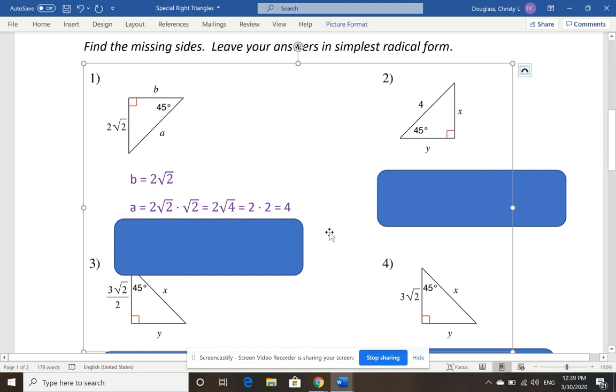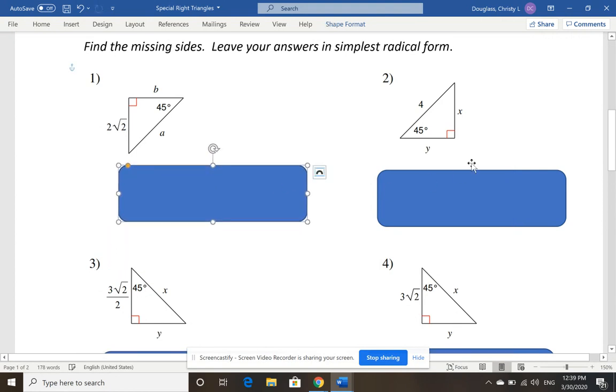All right, let's look at example number 2. This time, I have a right triangle, 45 and 90. Once again, this angle has to be 45 degrees, since the 3 angles of a triangle must add up to 180. The side that I know is the hypotenuse. X and Y will be the legs.